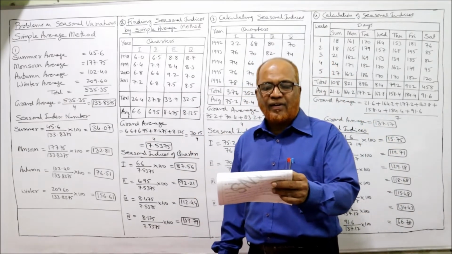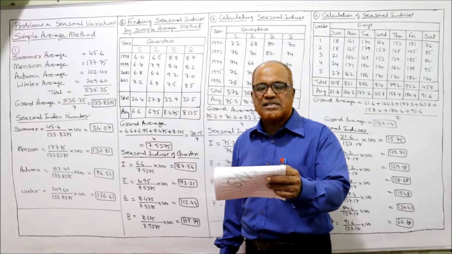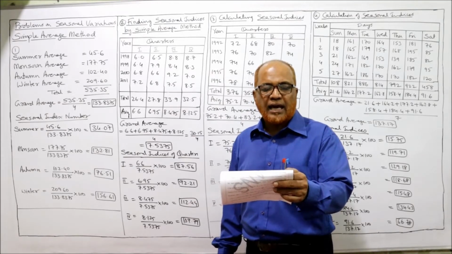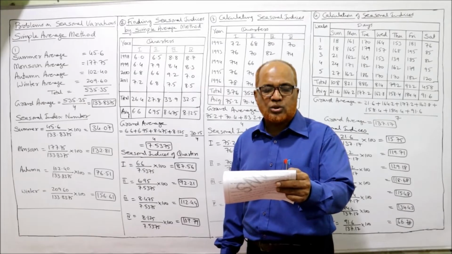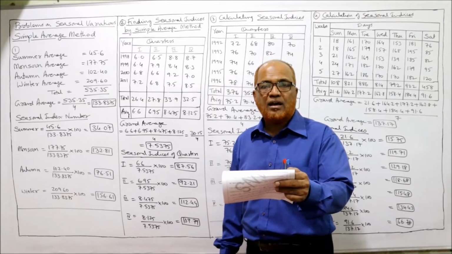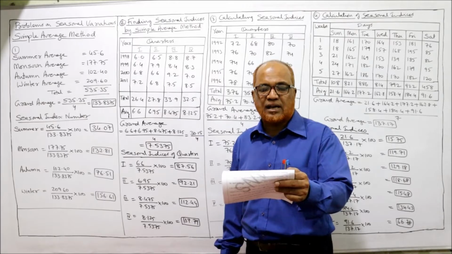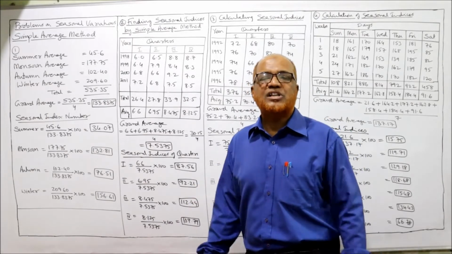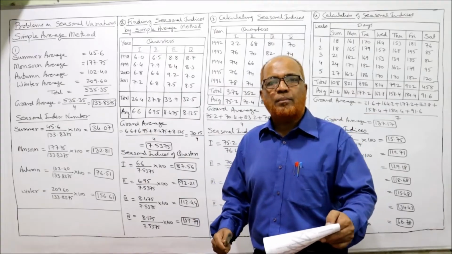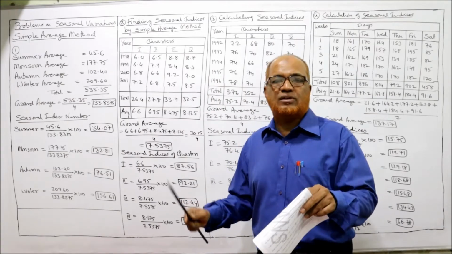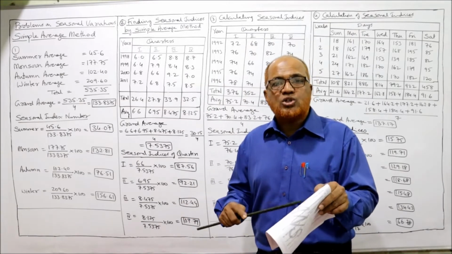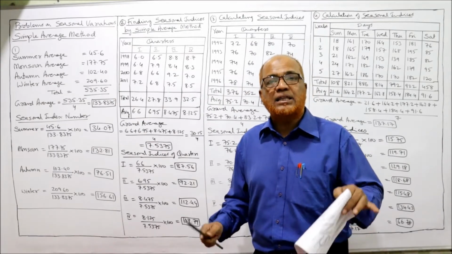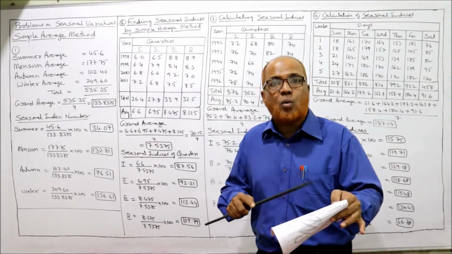Problem number 2. Find seasonal indices by simple average method from the following data. Year 1998, 99, 2000, 2001. For every year, quarters are given. First quarter, second quarter, third quarter, fourth quarter. Previous problem and this problem, the difference is, in the previous problem, average of each season was given. Here, average of each quarter is not given. We have to calculate the average of each of the quarters.